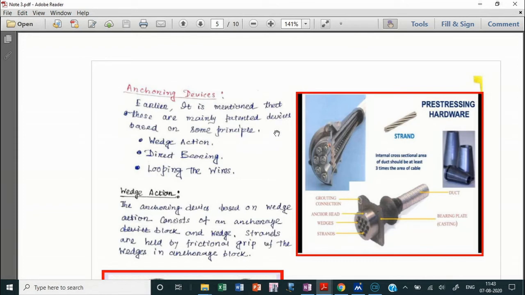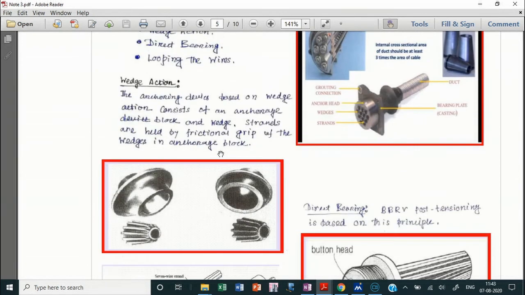These are based on some principles. The first is the wedge action. Second is the direct bearing. Third is the looping wire system. Generally the wedge action type of anchoring devices are most widely used. You can very easily see that this is a cylindrical chuck, a cylindrical vessel, and you put these wedges inside, and there is a certain amount of grip, as you can see.